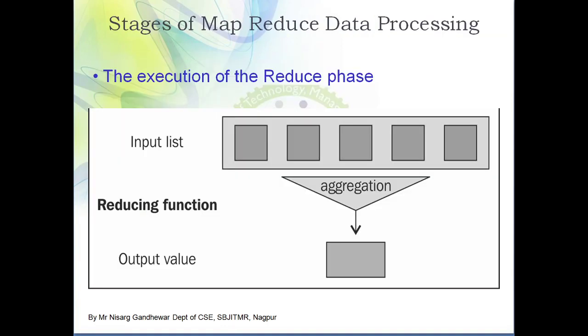And finally after that, what we have is execution of the reduce phase. The reduce phase will take this shuffled and sorted data, and then it will reduce it. It will combine it, perform aggregation, and finally you will get a final output.